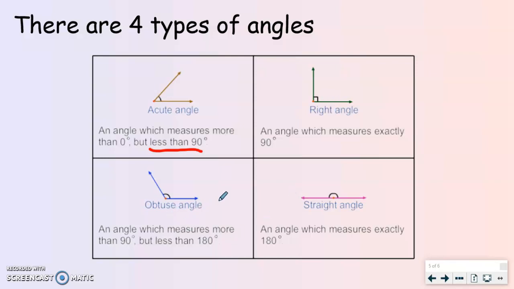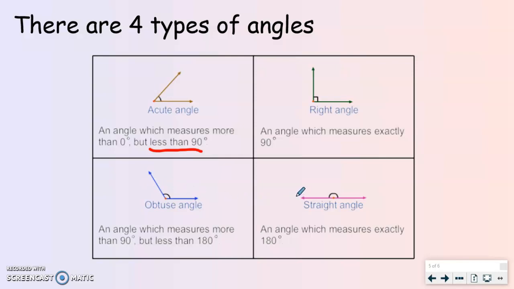Next, we have an obtuse angle. It measures more than 90 degrees, but it's less than 180. So it's a larger angle. And so if you notice, this would be 90 degrees here, and it goes past that, okay? It's kind of a wide angle.